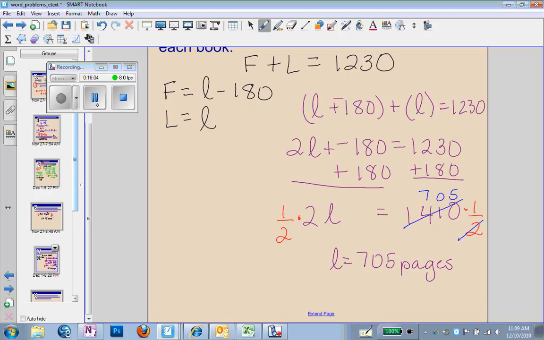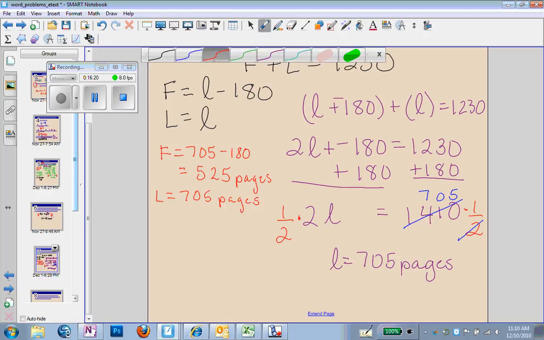So after we substitute 705 in the place of lowercase l to figure out how many pages the first book has and how many pages the last book has, we can then do a check step just to make sure that this works. And the check step is really easy. What are we going to do?